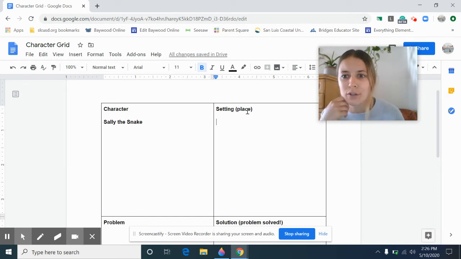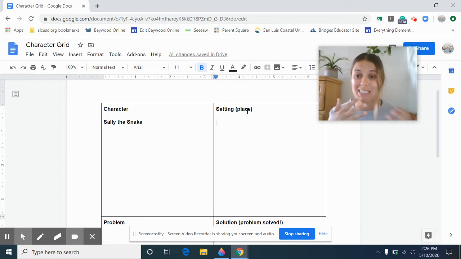Who's ever seen Frozen? Where does Frozen take place? One of the settings, one of the places that it takes place is in the castle, right? That's the setting. That's like where it's happening, or it's happening out on the mountain, right? That's another setting, okay? The setting of I'm in my room right now. That's my setting. I'm at my house. That's my setting, right? So you need to think about where your character is going to be.